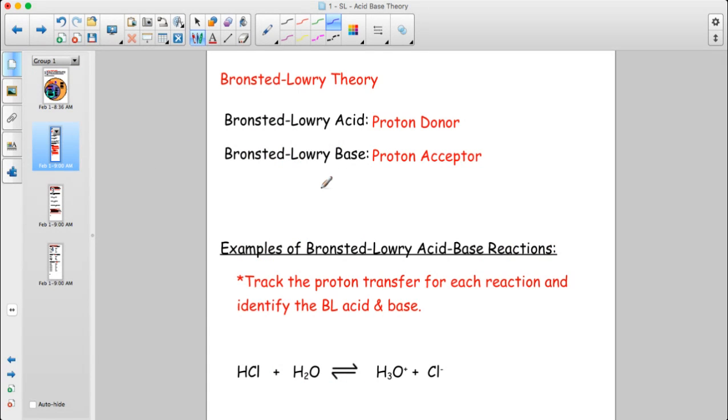Okay, so to review that, a Bronsted Lowry acid is a species that donates a proton in a chemical reaction. It's a proton donor. A Bronsted Lowry base is the opposite. In a chemical reaction, it's a species that accepts protons or bonds onto a proton. And again, when I say proton, proton equals H plus.